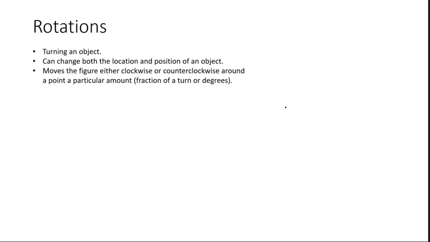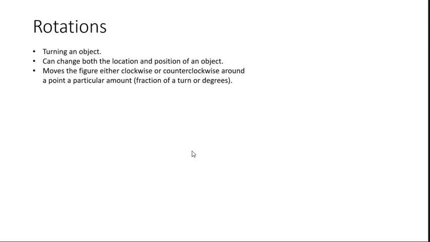Next we have rotations. Rotation is the rotating or turning of an object. And with a rotation, this can change both the location and position of an object. We can move the figure either clockwise or counterclockwise around a point, a particular amount. So we can rotate it a fraction of a turn or a certain number of degrees, like maybe 180 degrees or 90 degrees. And with the rotation, we're not changing the shape of the object. We're just changing the orientation of it, how it's being positioned in space.